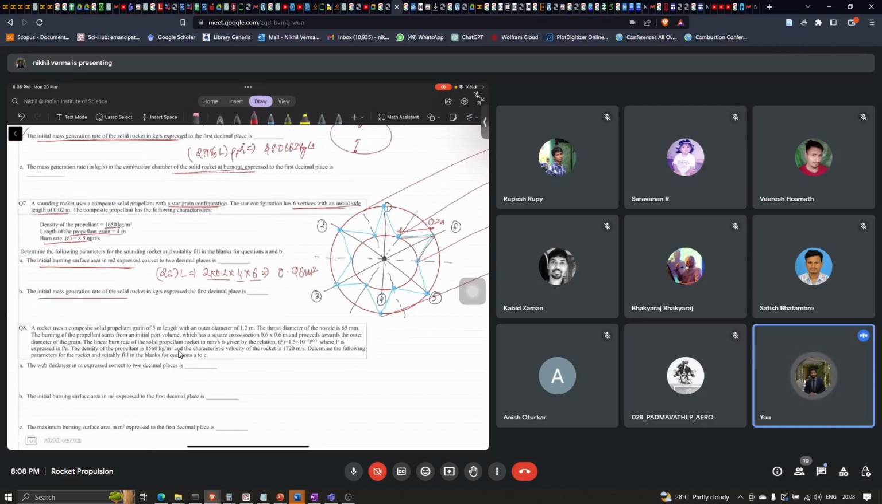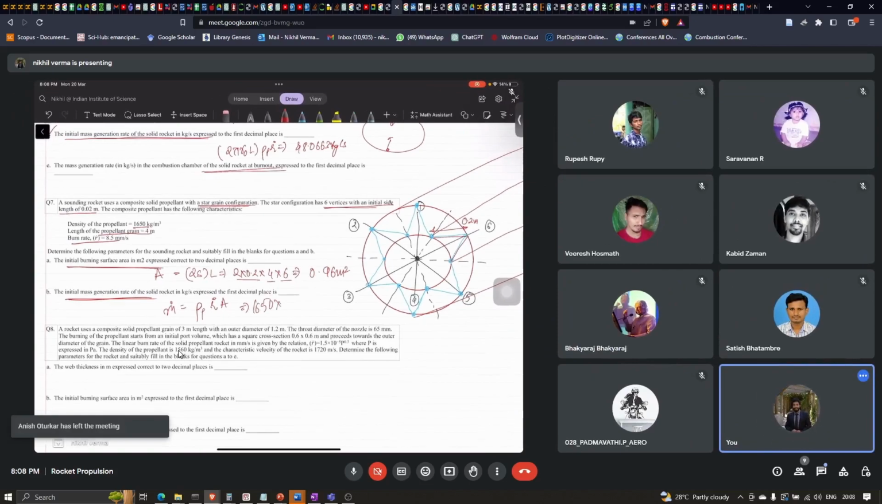Initial mass generated, then how will you calculate? This is the area, right? M dot is the density of the propellant, r dot into the area, so this is 1650 into 0.96 into 8.5. So you will get the value as 13.464 kgs per second. Okay, any doubts on this? Any doubts so far?